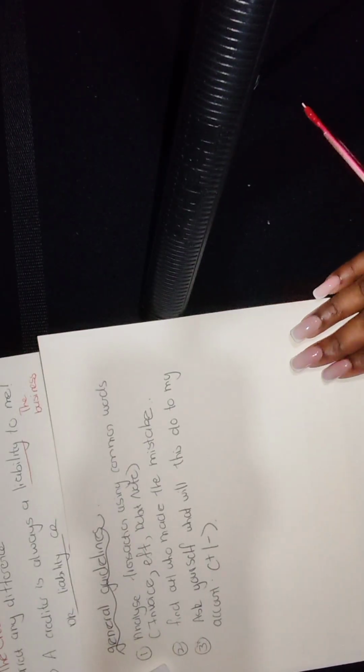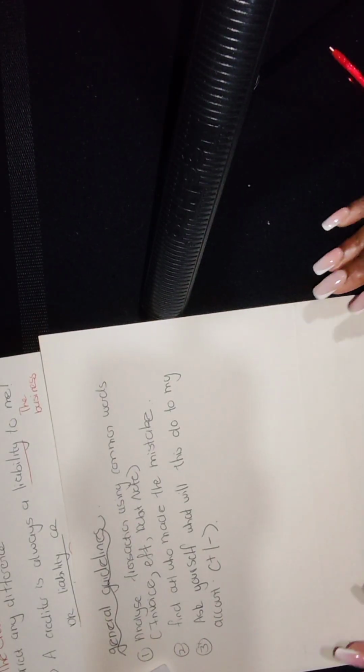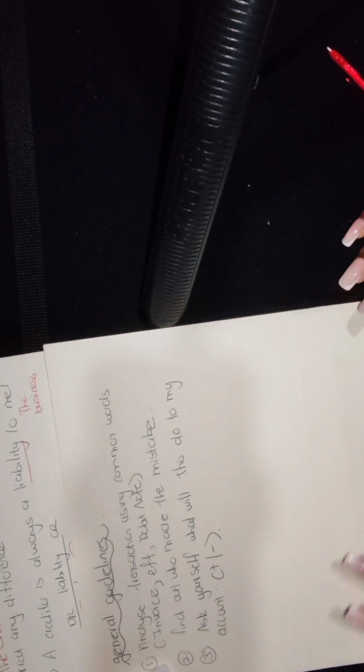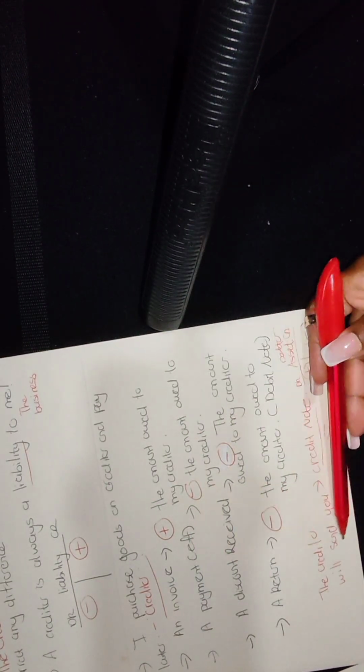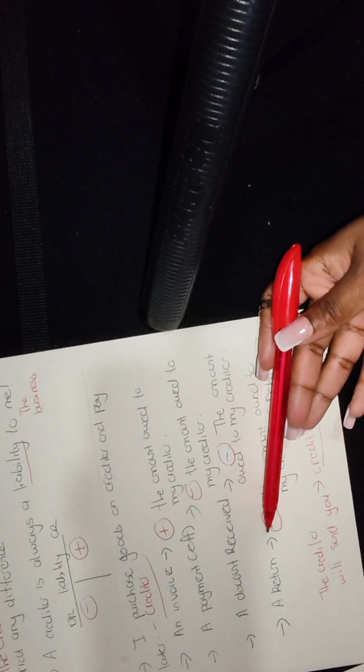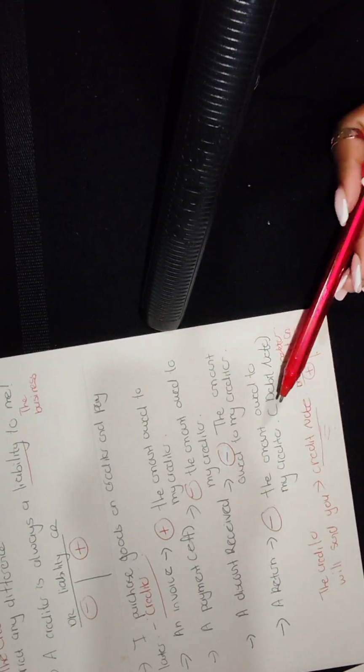Then I wrote down guidelines which you just need to follow if you get stuck, because it can become very confusing if you are not following a set pattern. So number one, you're going to analyze the transaction using common words: invoice, EFT, debit note. So please make sure that you know all of these, what these mean, and what they will do to your account.